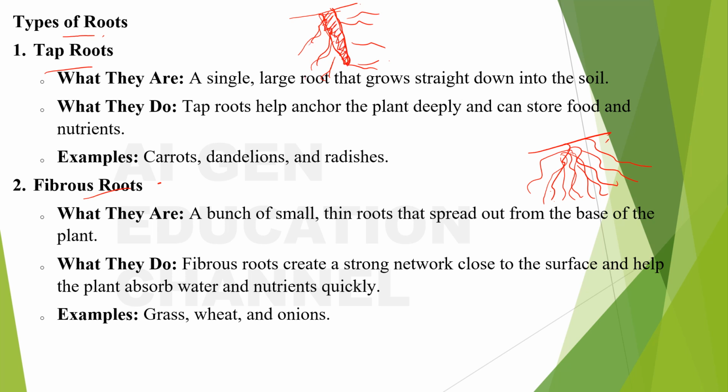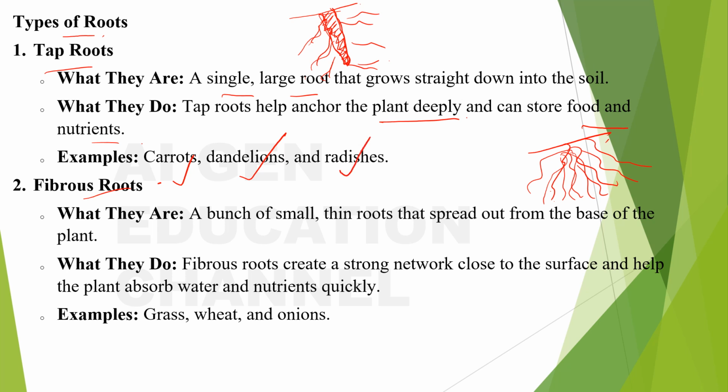What are tap roots? A single large root that grows straight down into the soil. What do they do? Tap roots help anchor the plant deeply and can store food and nutrients. What are the examples? Carrots, dandelions and radishes.